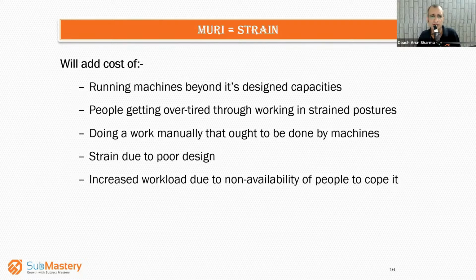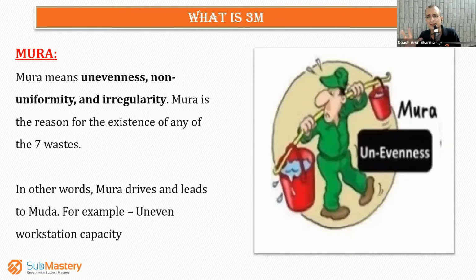Now there is one more word. What is that one? Mura. Okay, Muda, wastage, Muri, strain, and then Mura. Like in Hindi we say Jamura. So you can easily remember the 3M. You can repeat this 3-4 times and you'll remember. Muda, Muri, Mura. Muda means wastage. Muri, strain. And then what is this Mura? This Mura is unevenness.